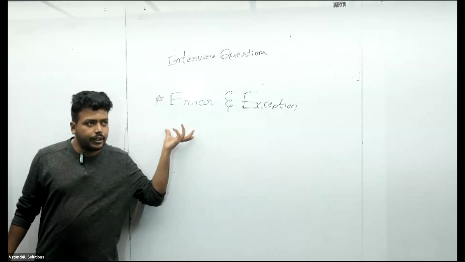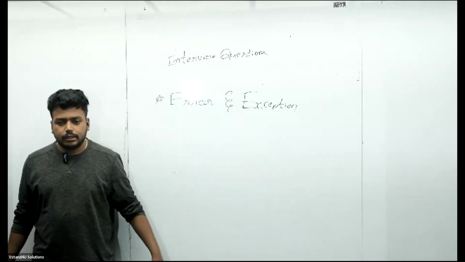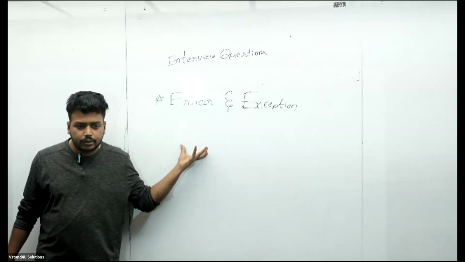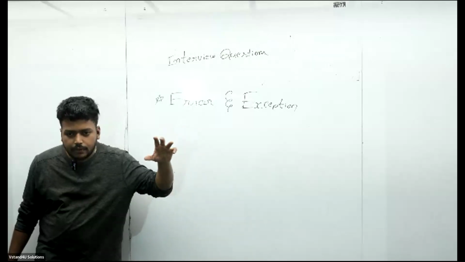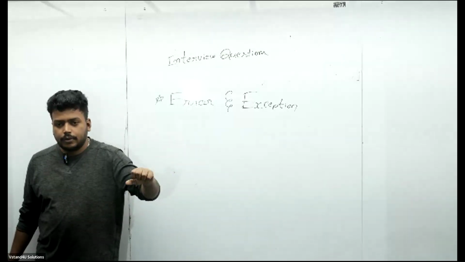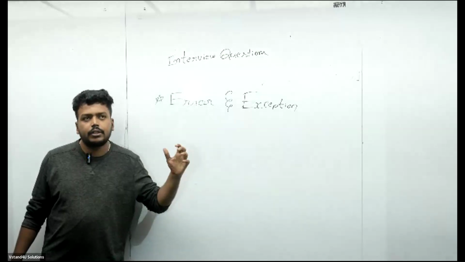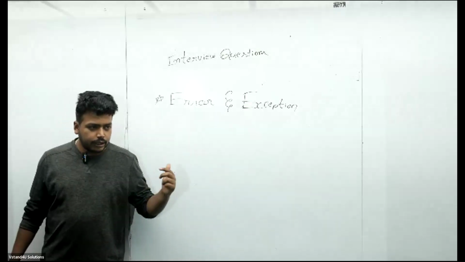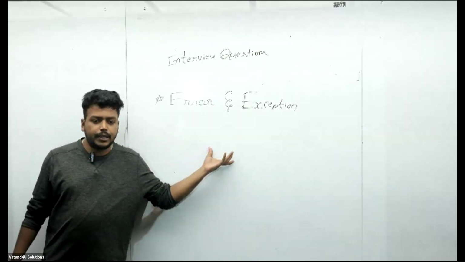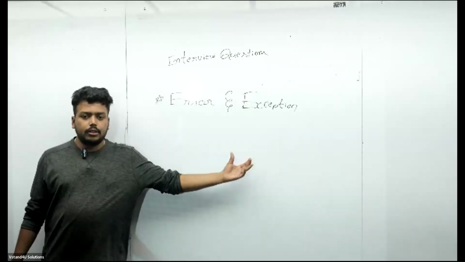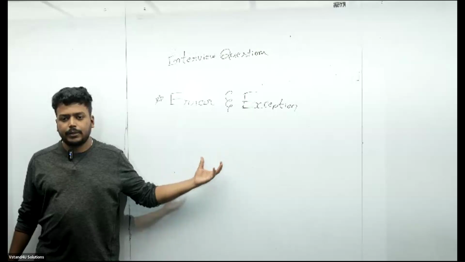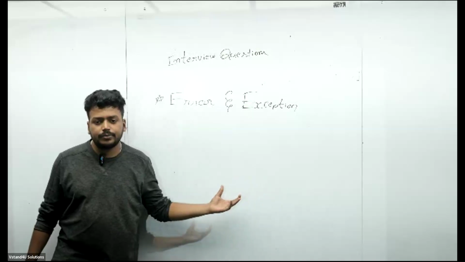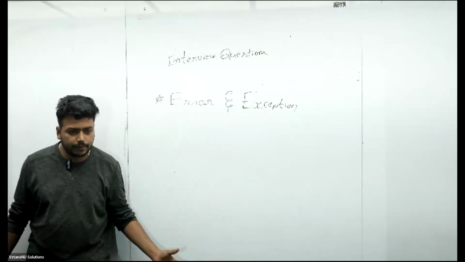Then you have to see the definition of error and exception. Error is nothing but an interruption or a mistake that occurs in Java programming while executing, in the runtime. In error, we have two types: compile time error and runtime error. When there is a syntax mistake, a compile time error will occur. When we execute without the main method, a runtime error will occur.